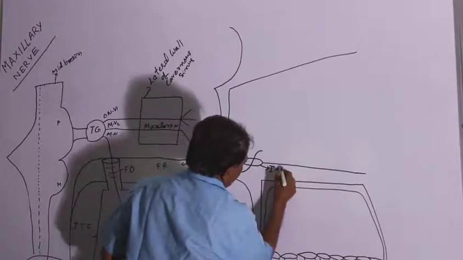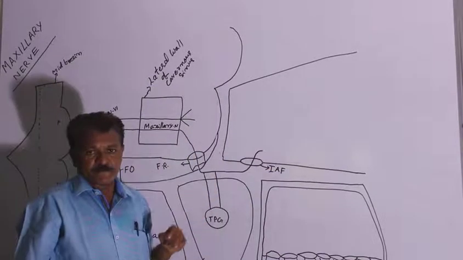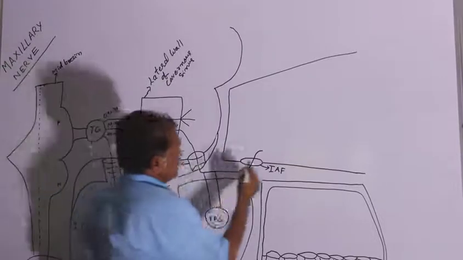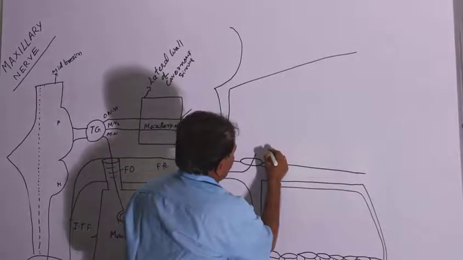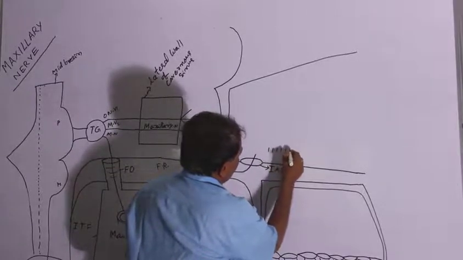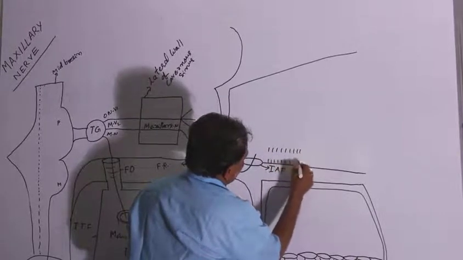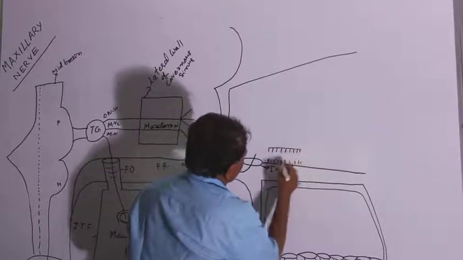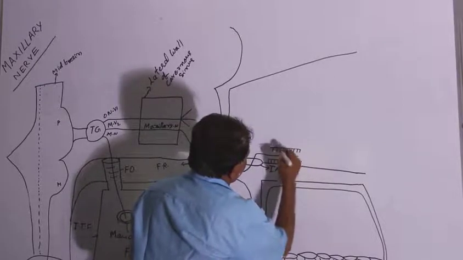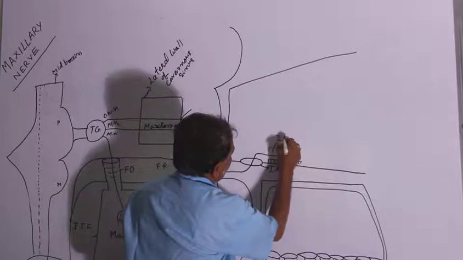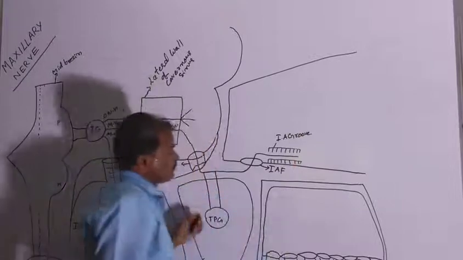Through this inferior orbital fissure it enters the orbit, and within the orbit there is the infra-orbital groove. It passes through this infra-orbital groove.